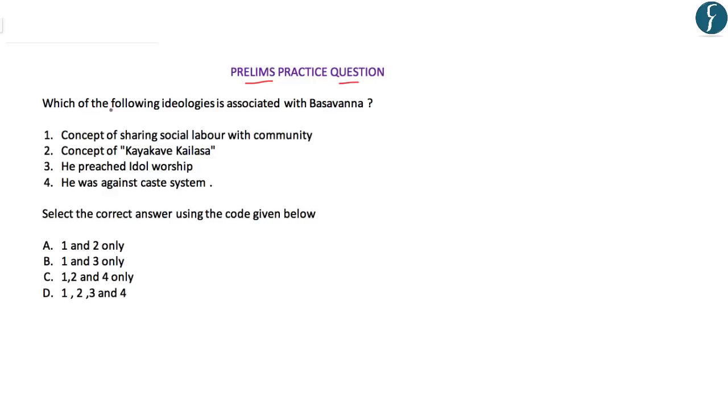So the question reads, which of the following ideologies is associated with Basavana? The first, concept of sharing social labor with the community. Now this is right. We had discussed that Basavana propagated the concept of Dasoha and Kayaka, which essentially means sharing with the community the earnings from his hard-earned labor. Second, concept of Kayakave Kailasa. This too is correct. Kayakave Kailasa means work is worship.